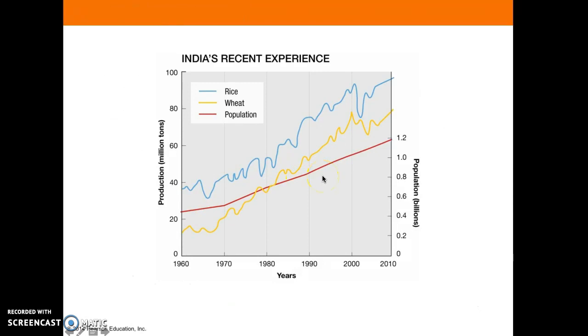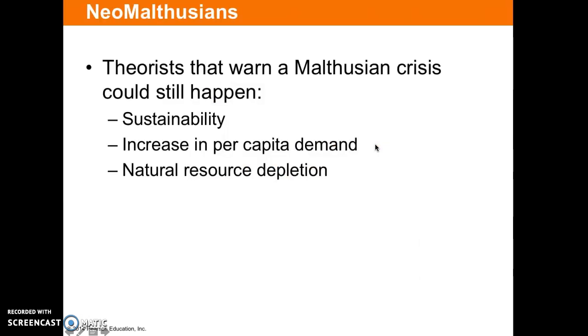And so here you can see in India, here's the population growing. And it's growing at a slight, not quite a J curve, but it's growing pretty fast. But you can see that they still were able to increase their growth of rice and wheat even faster than their population growth. We have neo-Malthusians today, and these are people who warned that a Malthusian crisis could still happen. People like Paul Ehrlich, who wrote a book called The Population Bomb.